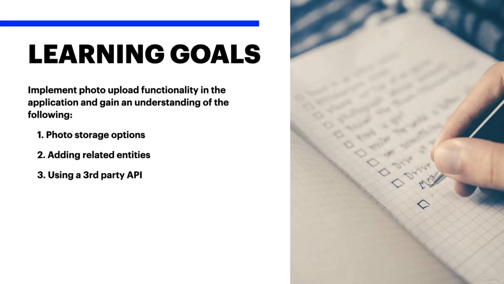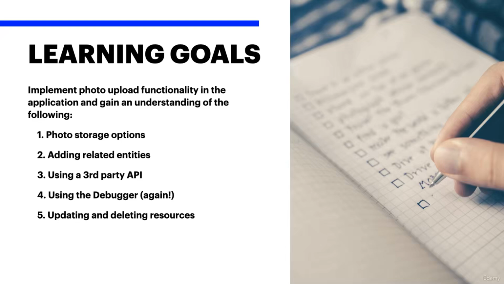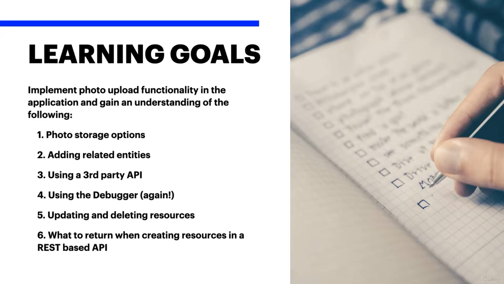We're going to take a look at using a third-party API, which will give you a clue as to what we're going to do for our photo storage options, and we're going to run through the debugger again because the logic involved in what we're doing here is worth taking a look at step by step to see what's going on as things are happening. And we're also going to look at updating and deleting resources in our API controller. And specifically, we're going to take a look at what to return when we're creating resources in a REST-based API.